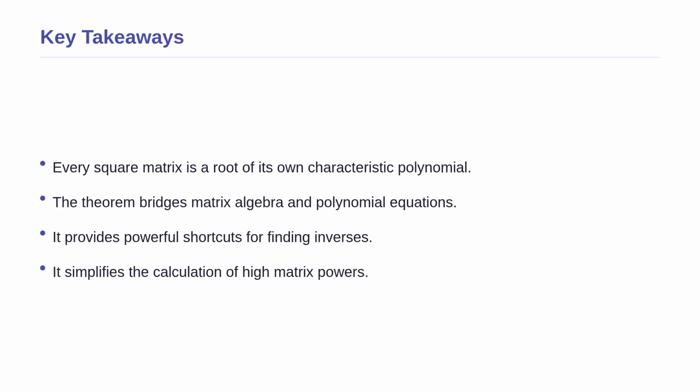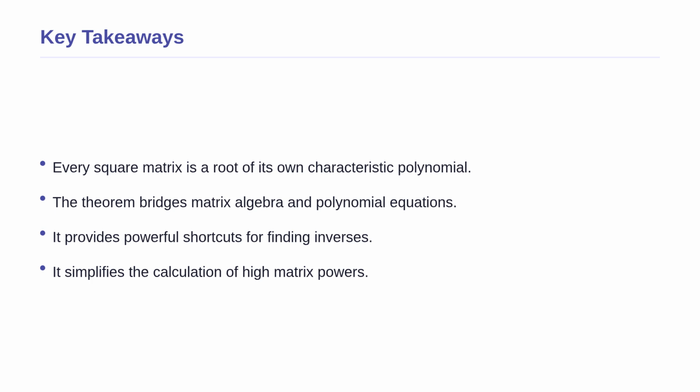We have reached the end of our journey. Let us reinforce the most important ideas we have learned. First, the Cayley-Hamilton theorem proves that every square matrix perfectly satisfies its own characteristic polynomial, effectively bridging the gap between matrix algebra and polynomial equations.